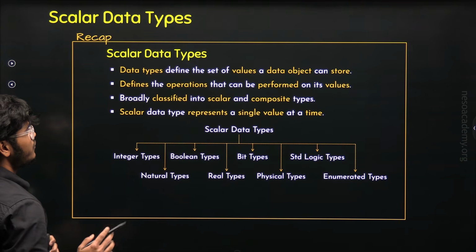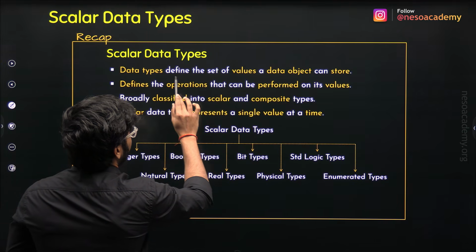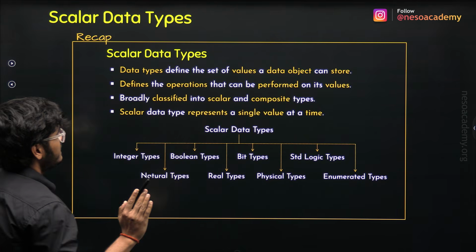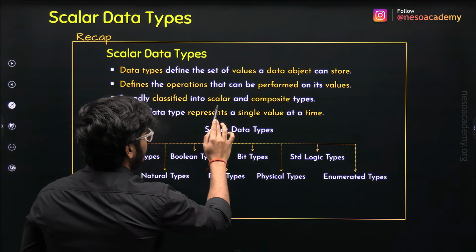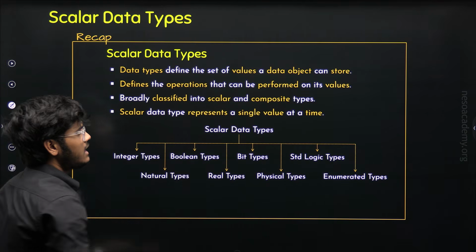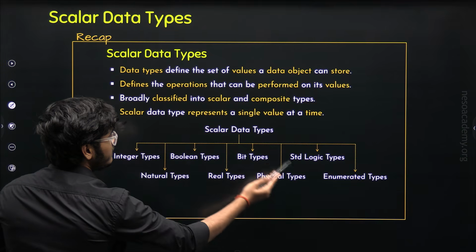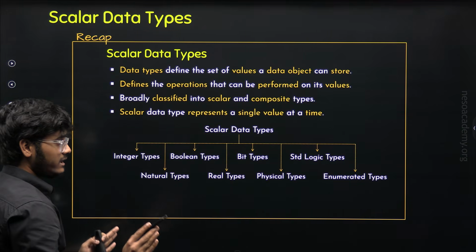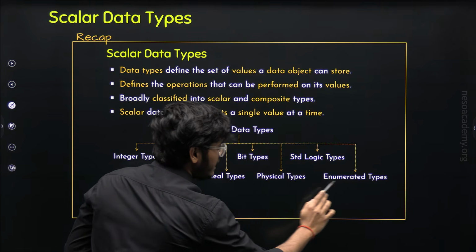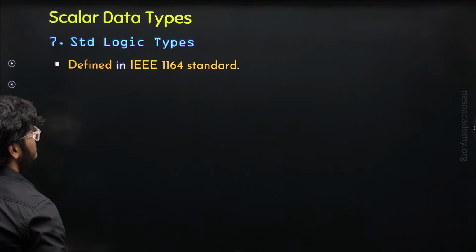In the previous lecture, we understood the definition for data types, where data types define the set of values a data object can store. And data types are broadly classified into scalar and composite types. We also saw that scalar data types are mainly classified into 8 types, from which we have already covered the 6 basic types. Now let's understand the remaining 2, standard logic types and enumerated types. Let's start with the 7th, standard logic types.